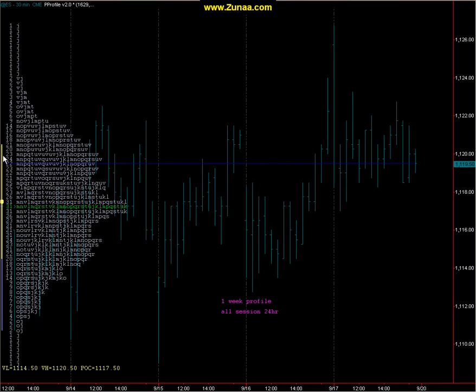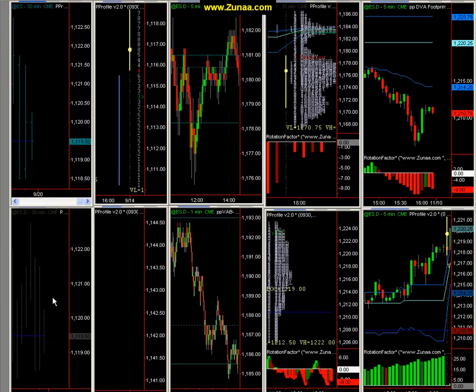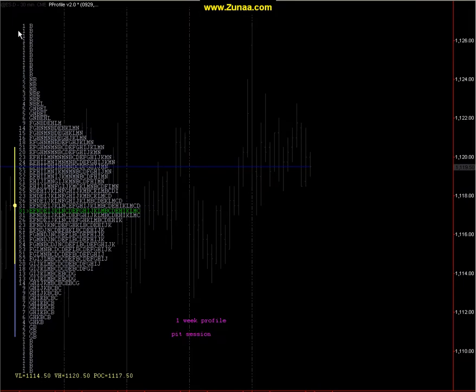Again, same thing, value area. It's also noted down here. You have your TPO profile or distribution of rotation. That prior one was a 24-hour session. This is the pit session.